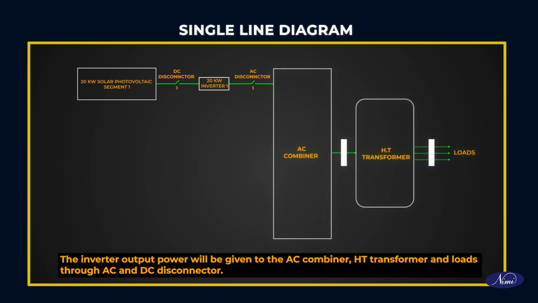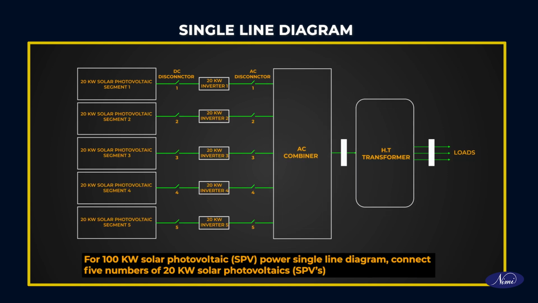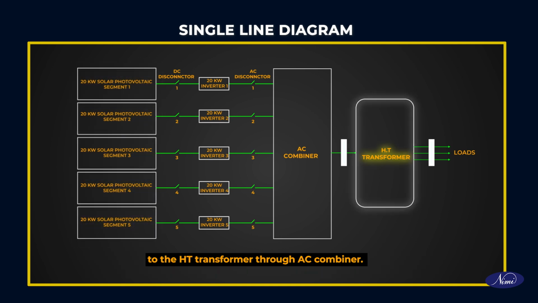DC disconnectors. For the 100 kilowatt solar photovoltaic power single line diagram, connect 5 numbers of 20 kilowatt solar photovoltaics to the HT transformer through the AC combiner. The HT transformer is connected to AC loads through AC disconnectors.